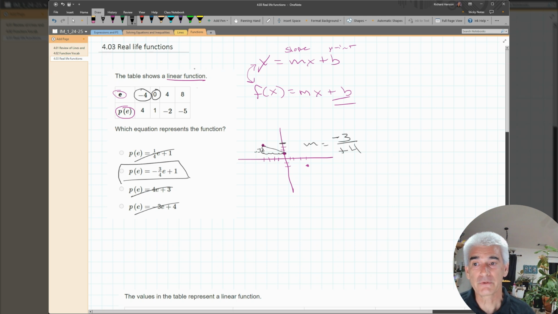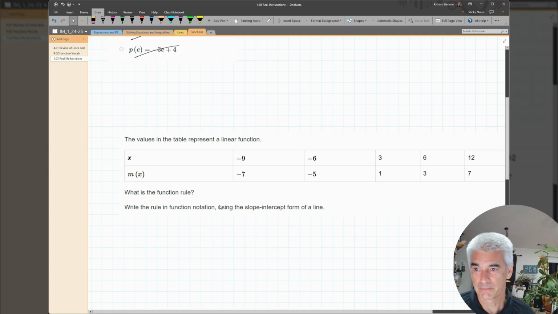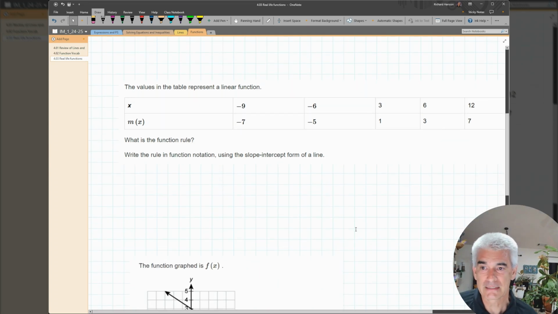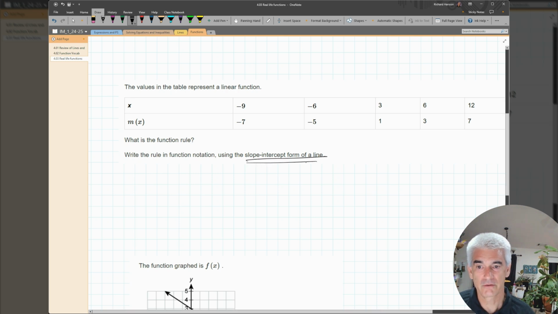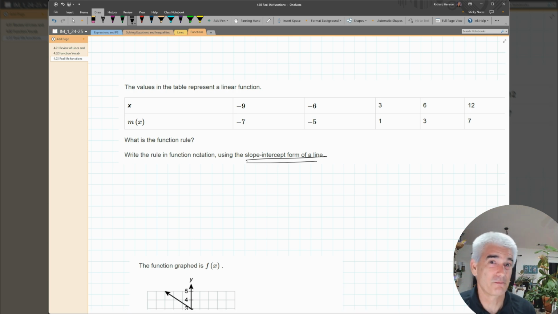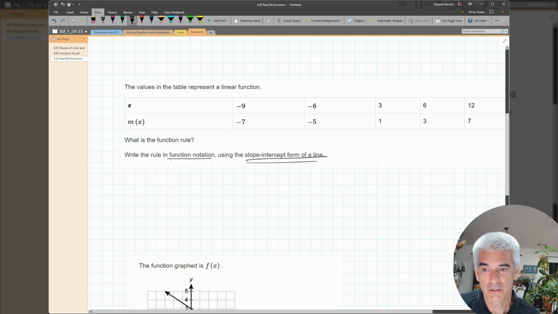And when you're dealing with functions, you are going to be dealing with slope-intercept form. Functions always require you to use slope-intercept form. All right, so let's scroll down here a little bit. The values in the table represent a line. We have x and mx. Okay, so I know it's slope-intercept form. And they want us to write the function rule. That basically means the pattern. What's the pattern? What's the equation? The rule, using function notation. So they do want us to use m of x. So my answer is going to say m of x at some point.